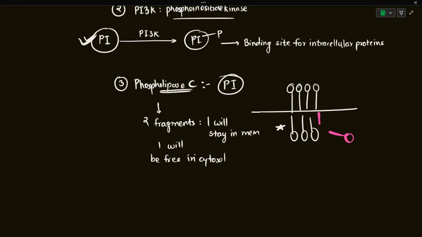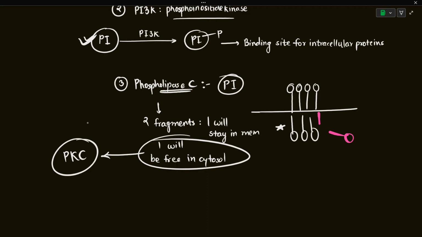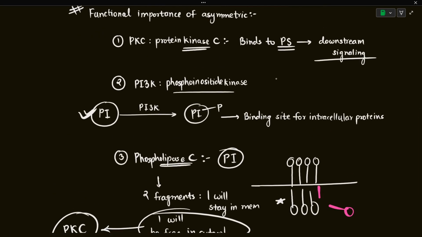So this molecule, which is free in the cytosol, is going to now activate protein kinase C, and when this protein kinase C gets activated, we saw that it goes and binds to phosphatidylserine and then does the downstream signaling. So this is how the whole signaling cascade, which is a very complex process, is possible, and it is very coordinated because there's asymmetry in the membrane. That is how the plasma membrane is able to differentiate between the outside and the inside. So there should be certain marks, right, on the plasma membrane.